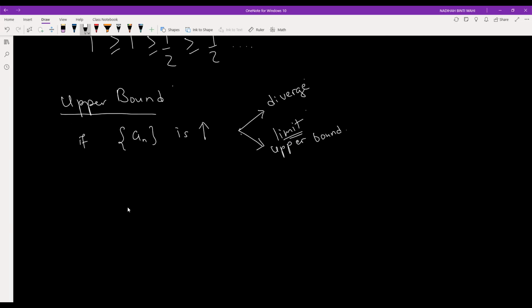So if I take that a_n is less than or equal to M for all n, and then when I take the limit as n goes to positive infinity of a_n, this is equal to L, like the definite one before, and L is less than M, then we can say that M is the upper bound.